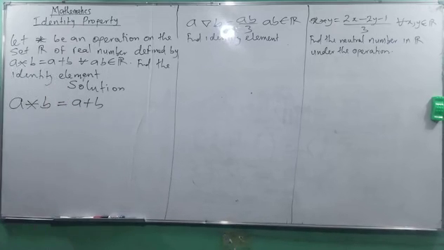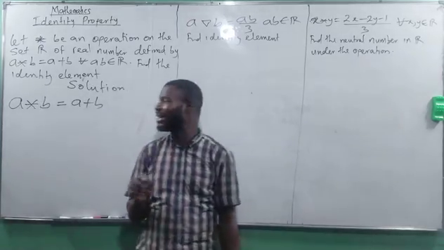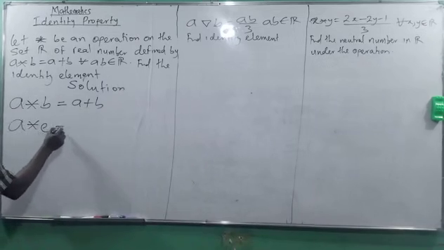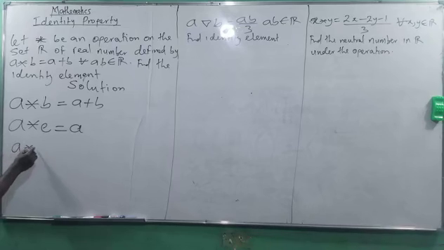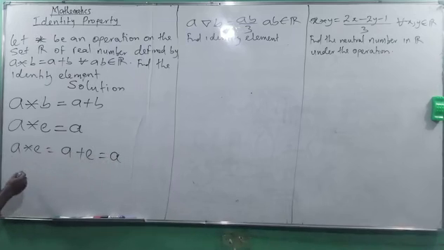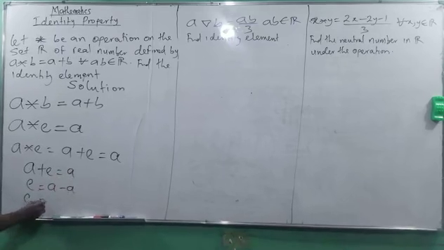Now, I told you then that for us to figure out our identity element, you must know that A operates with E will be equal to A. It means I can say that A operates with E will be equal to A plus E, which equals A. So I'm saying A plus E equals A, and my E will be equal to A minus A. Now my E equals 0.